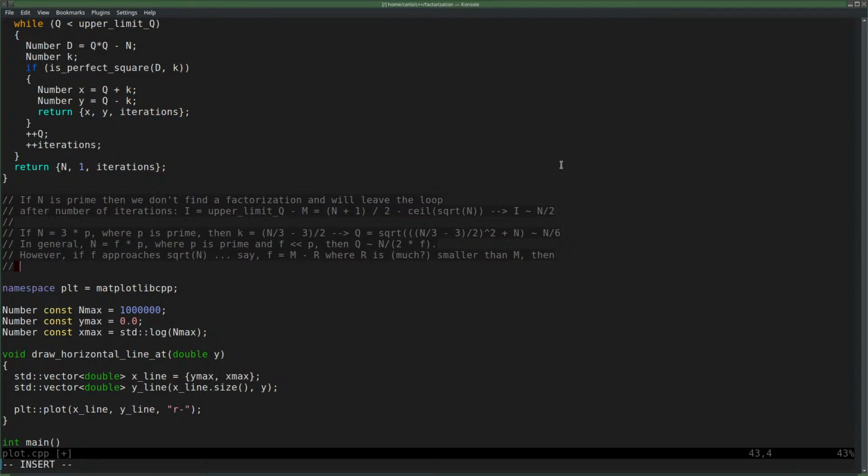I think I have to start with K again. K is N divided by F minus F, where N divided by F is P, so it's just P minus F, but let's work with N rather than P, divided by 2, which now we can write as N divided by M minus R minus M minus R, divided by 2.